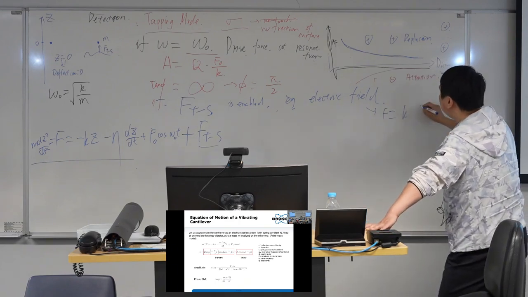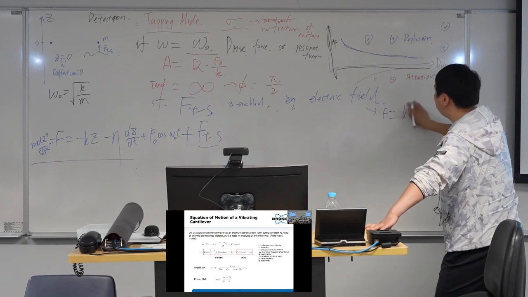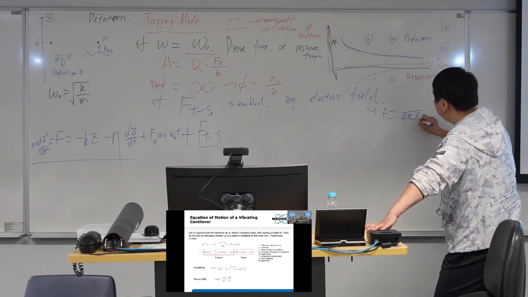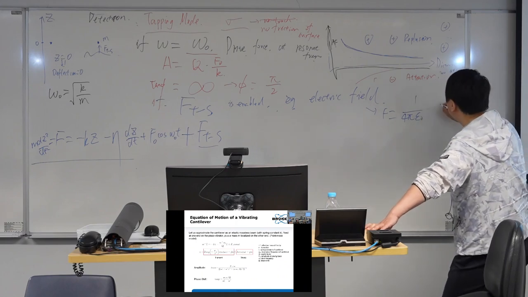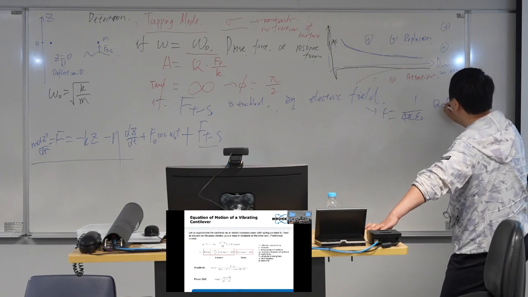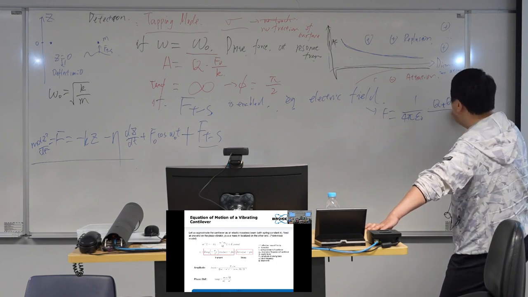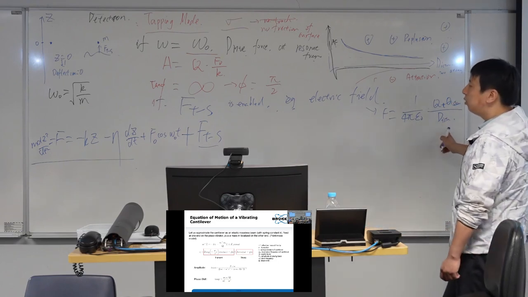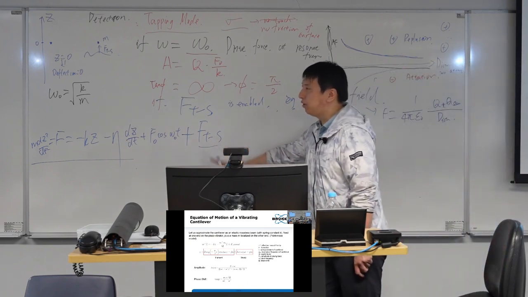To K, I'm sorry, I don't use K here. I use the Coulomb rule, 1 over 4 pi epsilon 0, right? And charge 1, charge 2, charge tip, charge sample, and the distance between tip and sample, right? That's the Coulomb's rule. So we have the electric field force here.